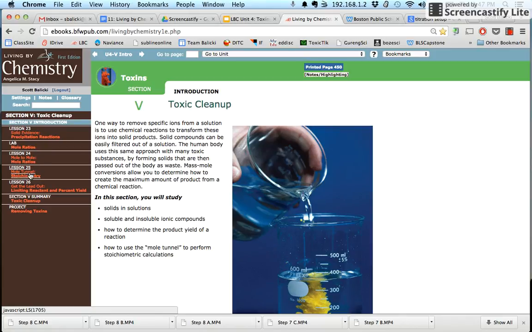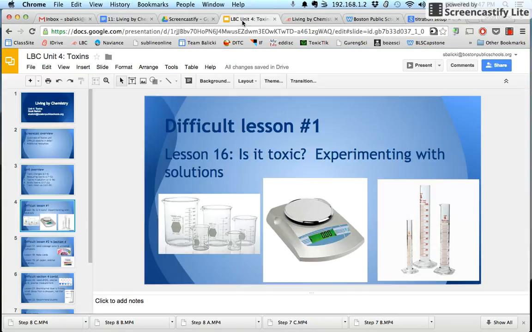In lesson 25, students learn how to make mole-mole conversions in a balanced chemical equation. They learn how to do stoichiometry. And in lesson 26, they learn how to do limiting reactant calculations and how to calculate percent yield. Lessons 25 and 26 are allocated extra time in the pacing guide, something else to consult.